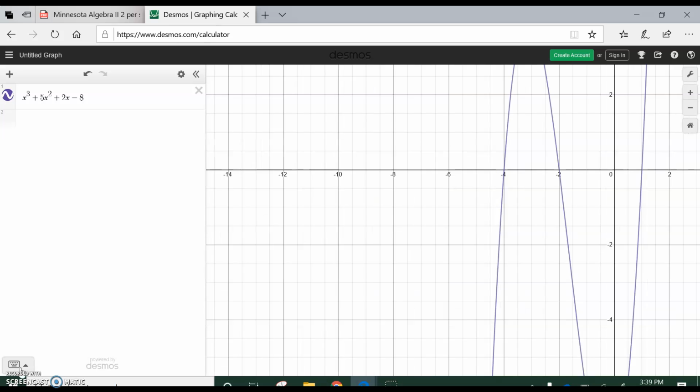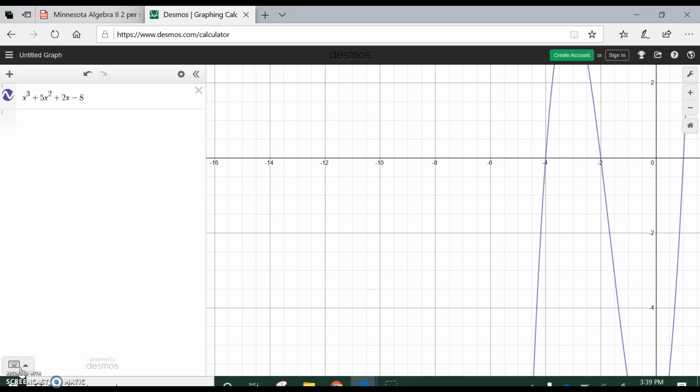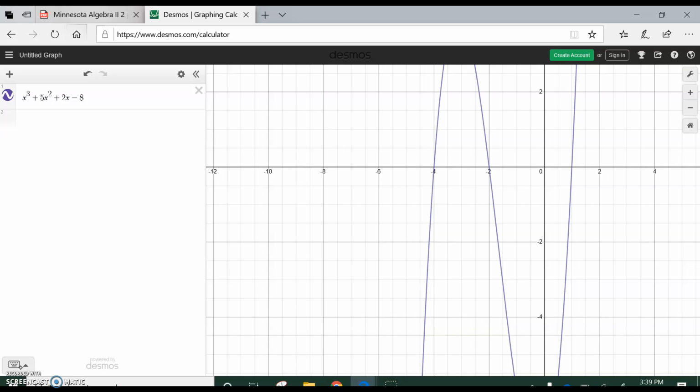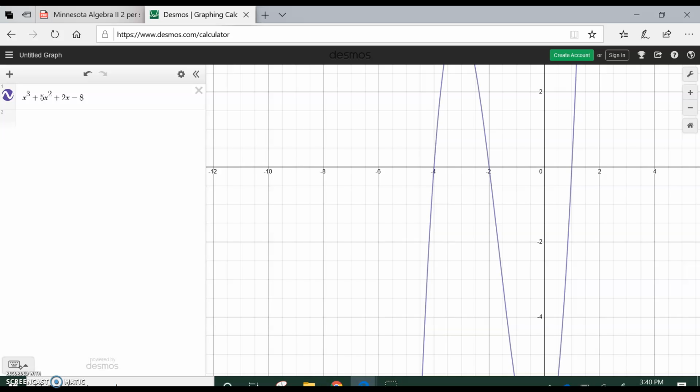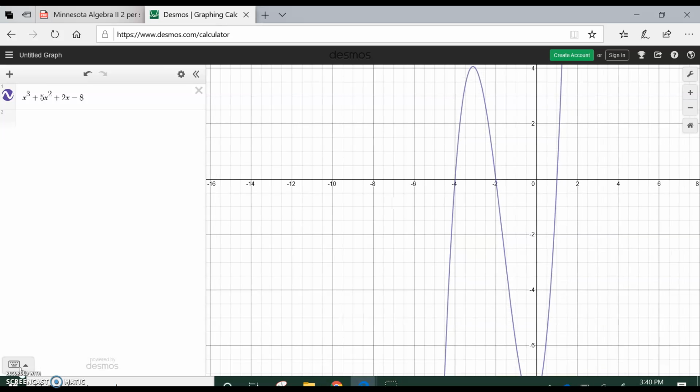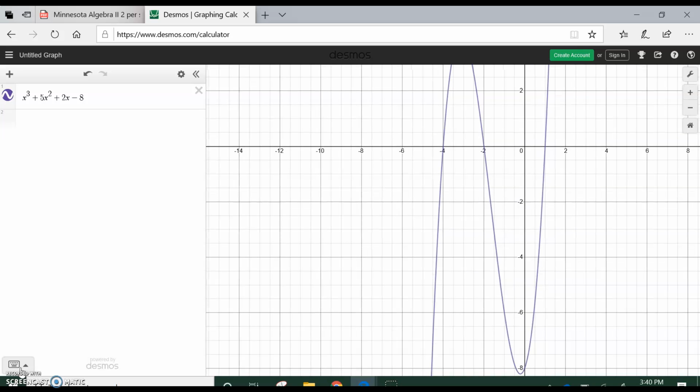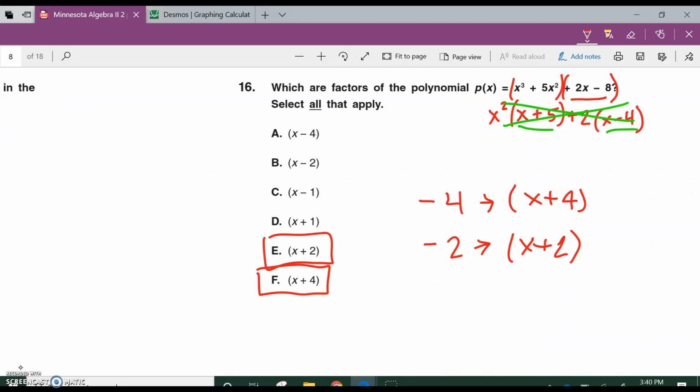Going back here, if it's at -2, then my factor is going to be x plus 2. So that's E. Then if it crosses again at +1, then that's going to be opposite. So since it's a +1, it's going to be x minus 1 there. So that's option choice C.